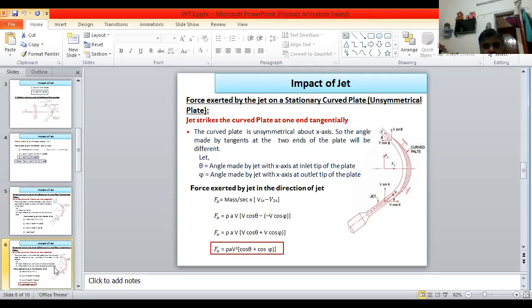Now, force exerted by the jet on a stationary curved plate, unsymmetrical plates. Now the plate is unsymmetrical. The jet strikes the curved plate at one end tangentially.